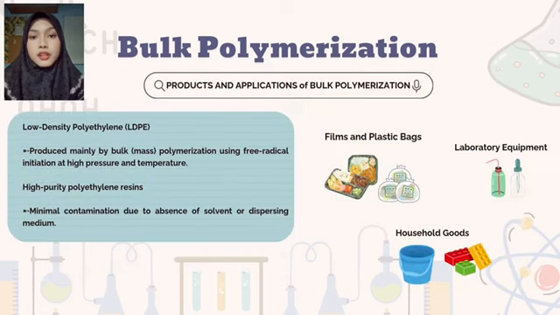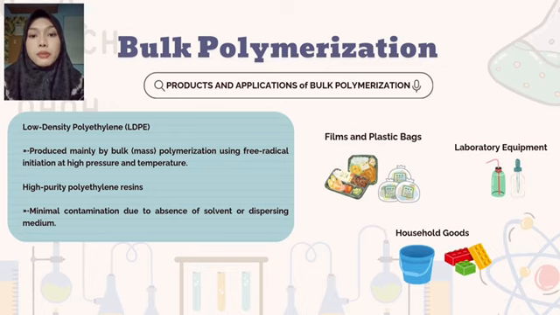Products and applications of bulk polymerization. For products, it produces low-density polyethylene (LDPE), made mainly by bulk polymerization using free radical initiation at high pressure and temperature. Second, high purity polyethylene resins, with minimal contamination due to the absence of solvent or dispersive medium. For applications, first, film and plastic bags. It is applied in food containers and plastic bags.